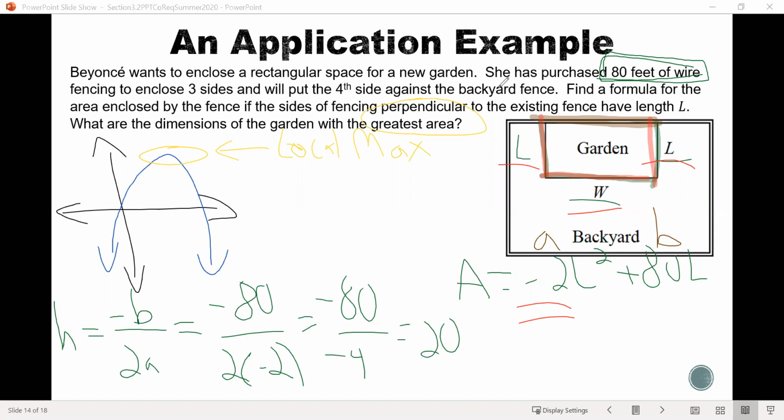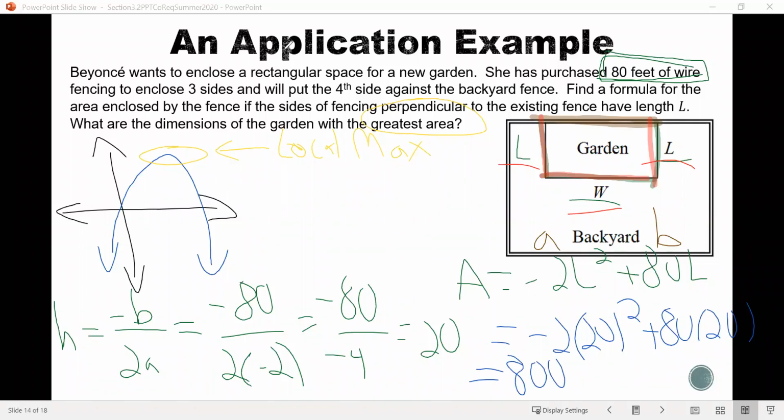We can then plug that into our equation to find the value for k. So we get negative 2 times 20 squared plus 80 times 20, which, if we work that out, gives us 800. So we have that our vertex is at the point (20, 800). And let's think about what these things represent.